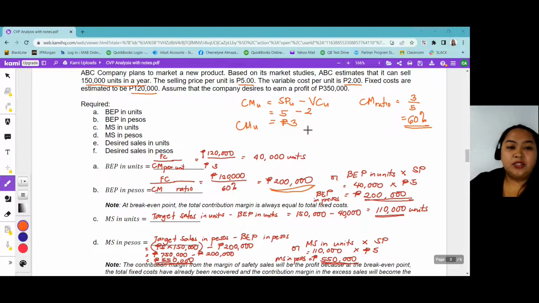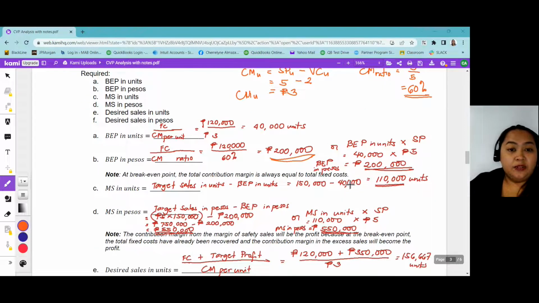Okay? Your MS in pesos is equals to your target sales less your break-even point in sales. To compute for your target sales, you just multiply this to 5 pesos. So 150,000 times 5 pesos, that is 750,000, less yung break-even point in pesos natin na 200,000, you will get 550,000. Or you can also compute MS in pesos by multiplying your MS in units by the selling price times 5. This is equivalent to 550,000 pesos.